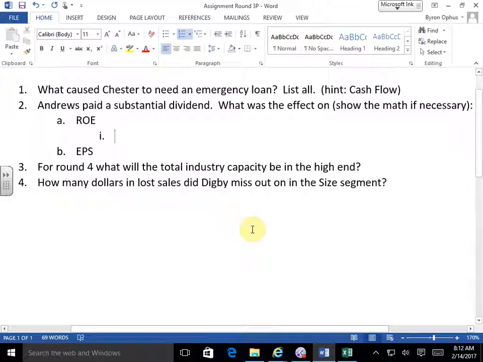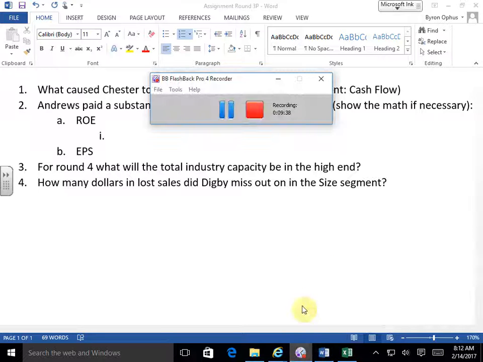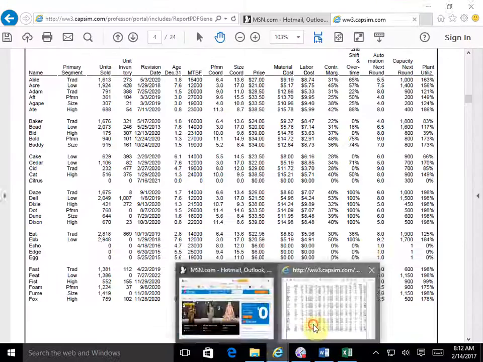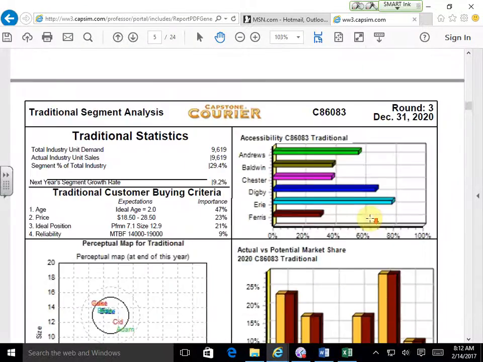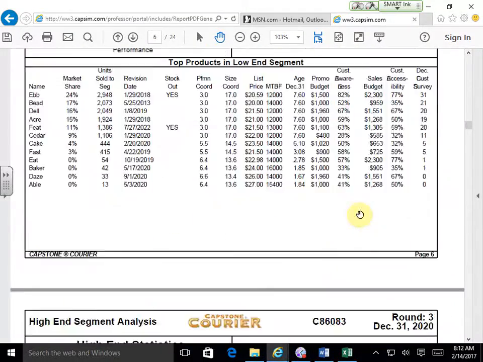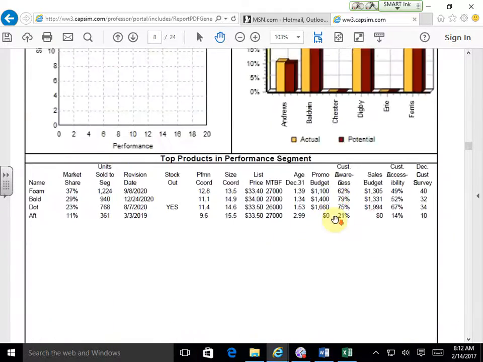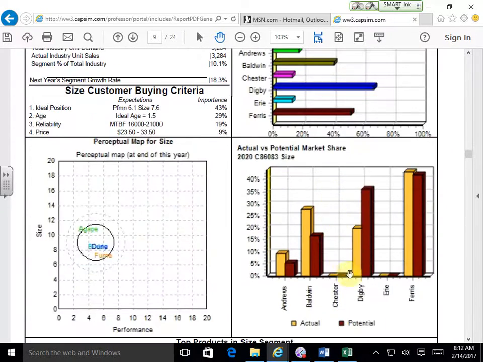Question 4, how many dollars in lost sales did Digby miss out on in the size segment? So, size segment, Digby. Well, we can get an estimate here. An estimate won't work, but we'll just take a look first. Size segment, Digby, looks like they could have had about 36 and they only did about 20, so it looks like they missed out on about 16% of the segment.